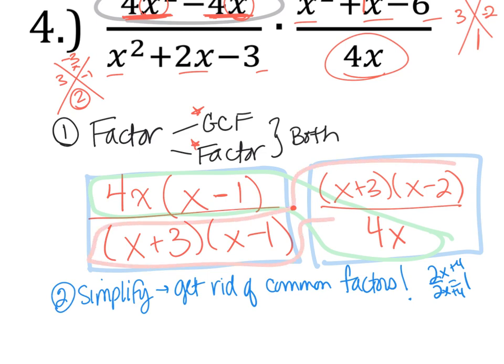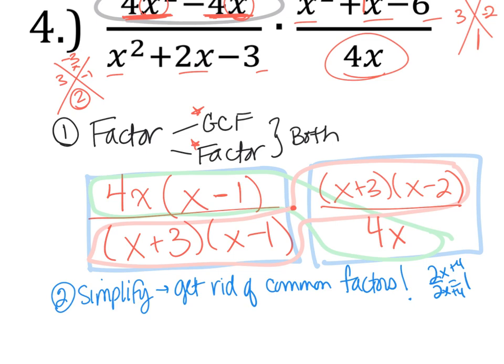But let's make it clear that in order to simplify, it has to be the exact same factor. I can't take part of a factor. I have to take the entire factor, meaning I can't just take an x if it was x plus 5. I have to take the entire x plus 5.